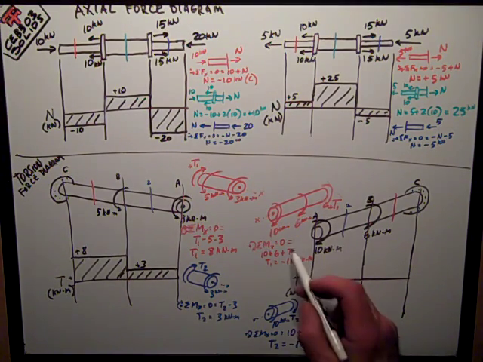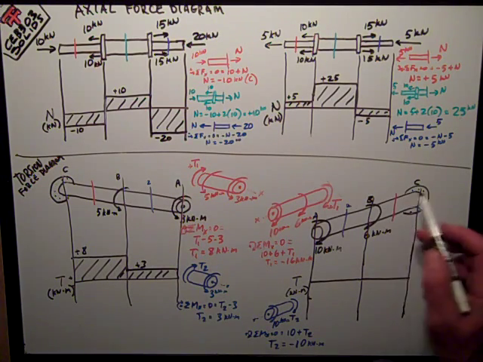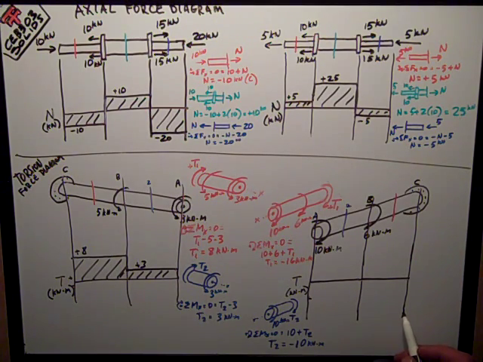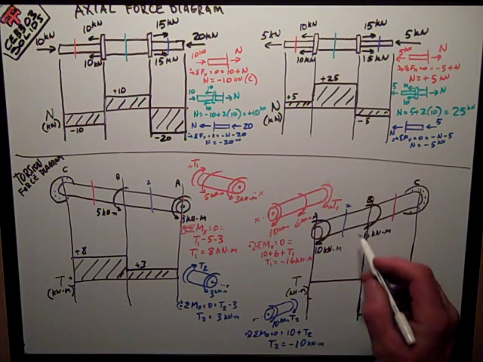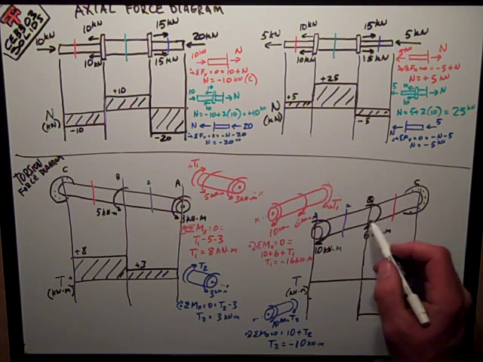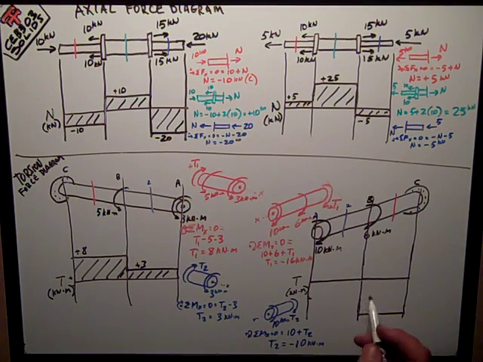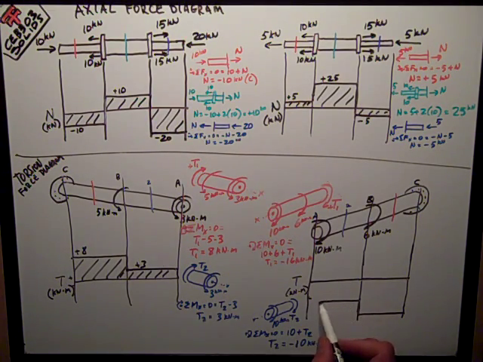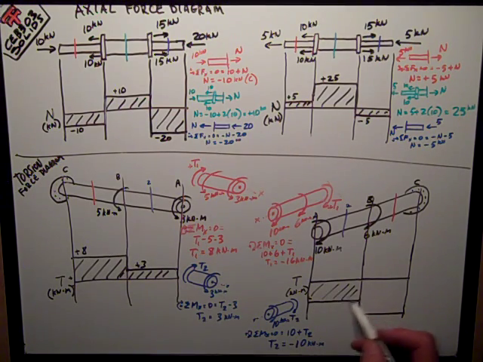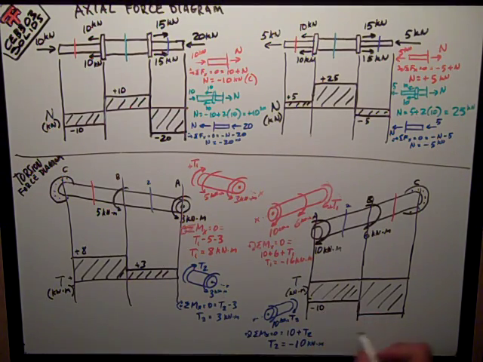To graph it, here at T1 in segment BC, I have negative 16, and then it jumps up because in this segment it no longer feels the torque at B, 6 kilonewton meters. So it jumps up 6 to negative 10 right there. Just plotting my answers, I get negative 10 kilonewton meters and negative 16 in this segment.